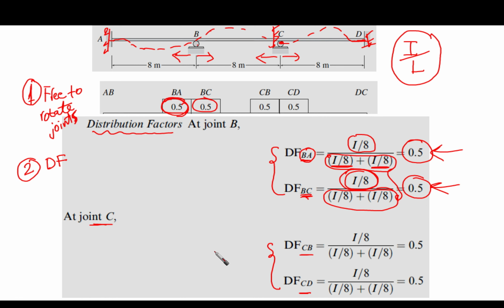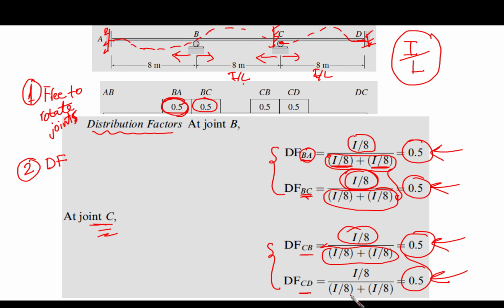Now let's go to the joint C. In a similar fashion, we are going to find the same, because here we have I over L, and here I over L. L here and L here is 8 meters, and similarly I is the same. So we will find the same distribution factors as at joint B. They are going to be 0.5 and 0.5 based on the same calculation that we have explained here. Okay, I over 8, and here I over 8 plus I over 8.